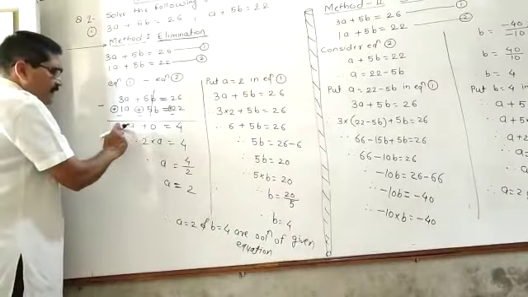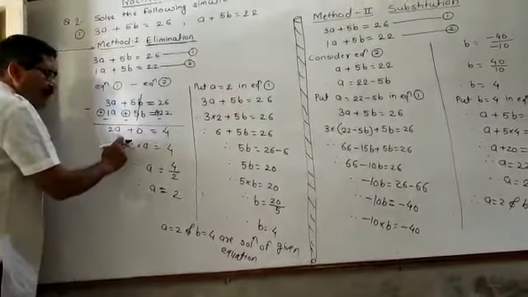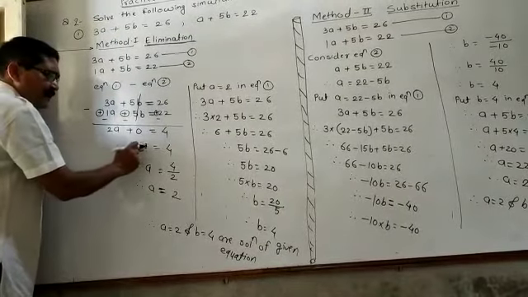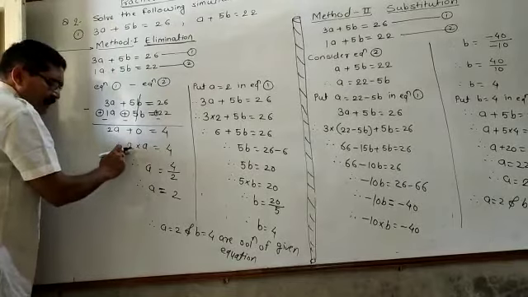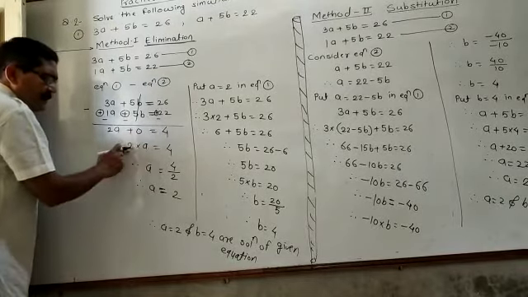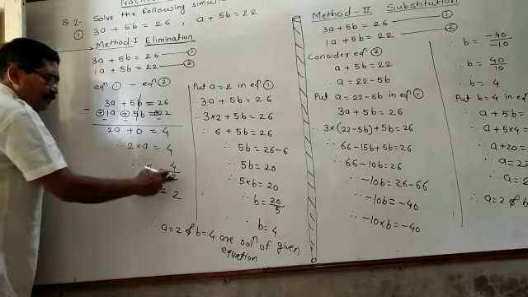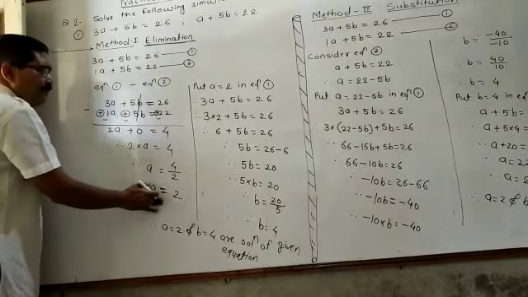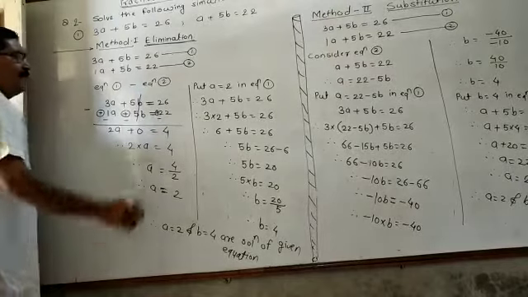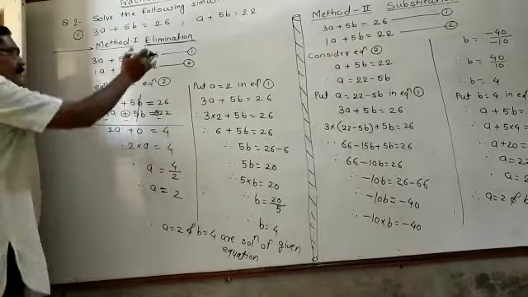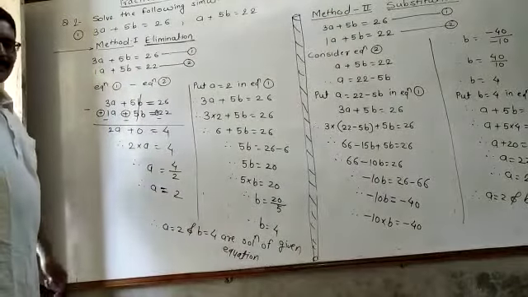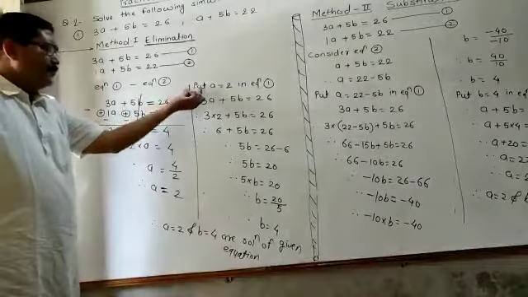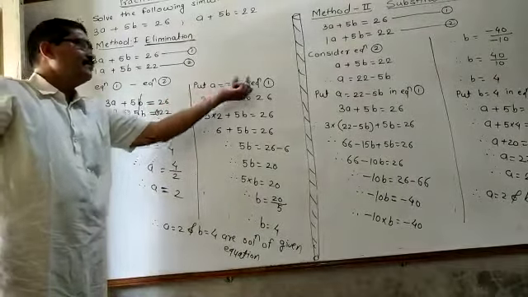Then, in between 2 and a there is a multiplication sign: 2 multiplied by a is equal to 4. You have to transpose this 2 to that side. Multiplied by 2 becomes divided by 2. 2 ones are 2, 2 twos are 4. A is equal to 2. After that, you have to put this value in another equation. You can put this value in equation 1 or equation 2, no problem at all. I am going to put this value of a is equal to 2 in equation 1.